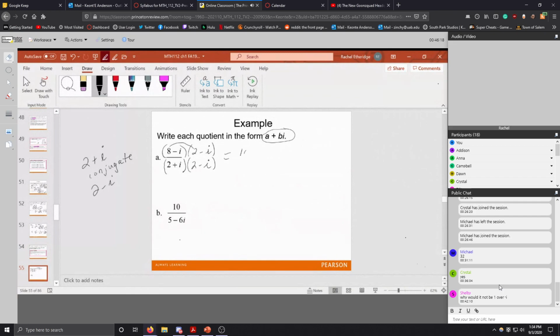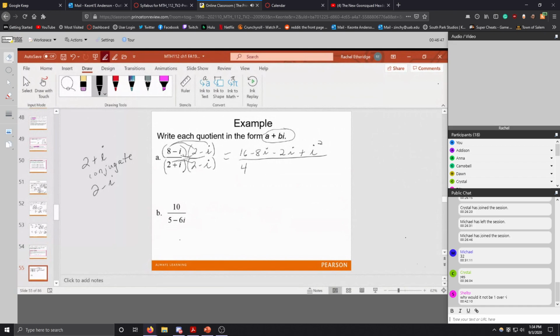So we've got 16 minus 8i minus 2i. Negative times negative is plus i squared. Now I'm going to come back and simplify that, but right now I'm just going to leave it alone and do the denominator. So I need to distribute here, use the FOIL method.